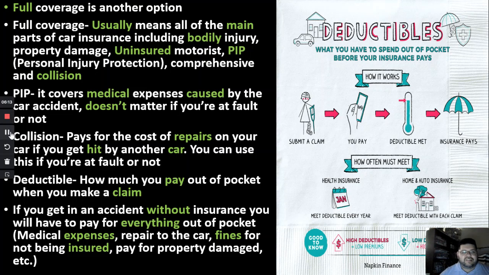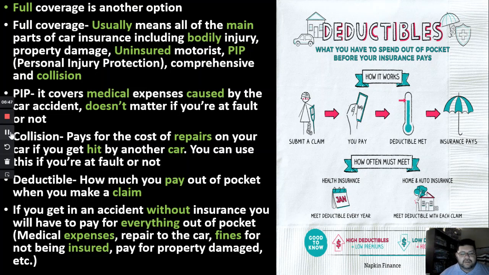So let's say the other person's insurance covers 80% of it, then yours would take care of the other 20%. Collision pays for the cost of repairs to your car if you're hit by another car. And again, this can be used whether it's your fault or not. Like I said, if another insured person hits the other person who hit you, and their insurance covers 60% of it, your insurance will then cover the last 40%.